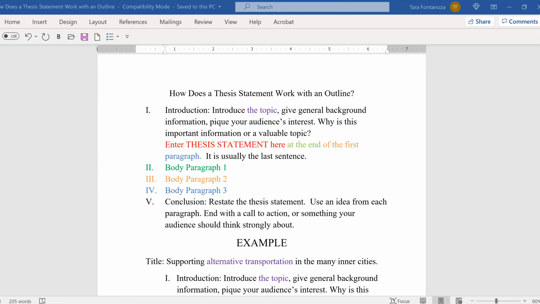I'm going to discuss how a thesis statement works with an outline. When we have a thesis statement, we have been given a writing prompt or a topic to write about. When we want to tackle this writing assignment, oftentimes it really helps to organize our thoughts. Now, I'm a fan of using pre-writing strategies, such as brainstorming, listing, and clustering. These all help us gather our thoughts together.